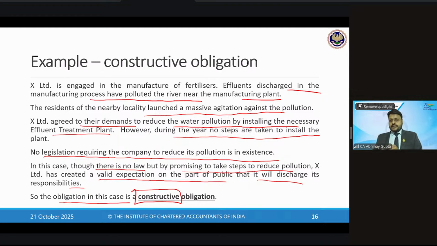Now, the past event has occurred, yes or no? Yes, occurred. Is there a law in place? No. Is there a contract in place? No. But there is an assurance. So the assurance is creating a constructive obligation on this past event. Correct?